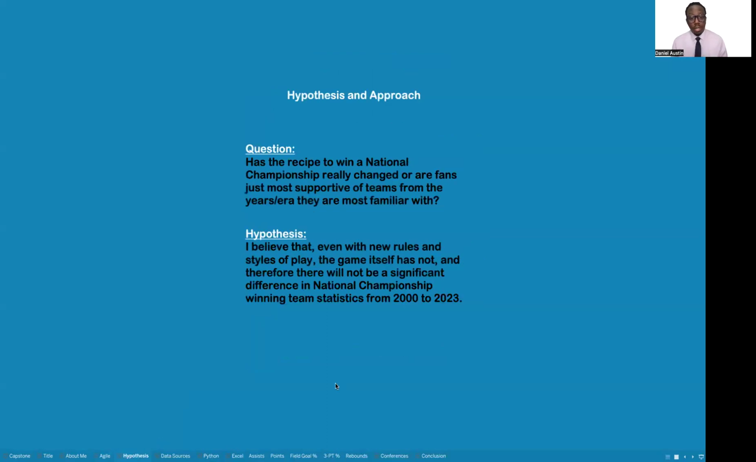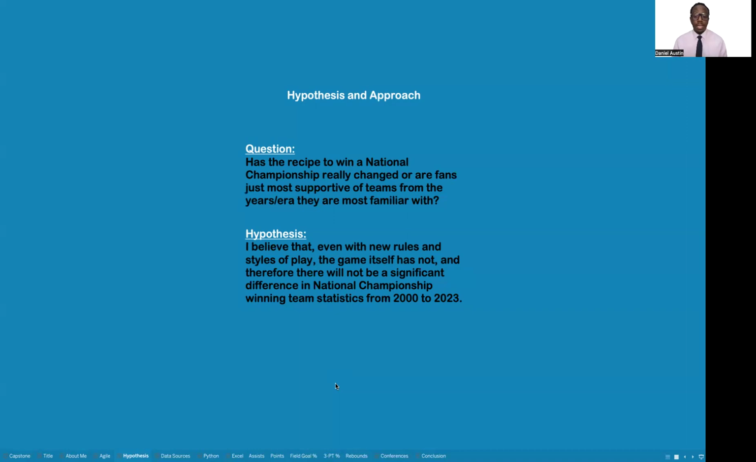Hypothesis and approach. So the question at hand, right? Has the recipe to win a national championship really changed, or are fans just more supportive of teams from the years and the eras that they're most familiar with? I grew up watching Michael Jordan, so he's my favorite player. He's the GOAT, the greatest of all time, right? But for some players, that might be Magic. For some, that might be Kobe. For some, it might be LeBron, right, with the younger generation.